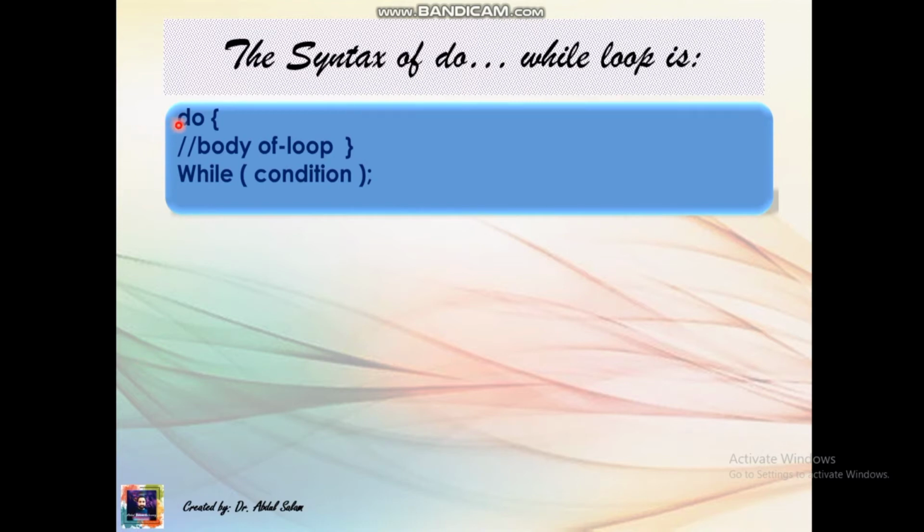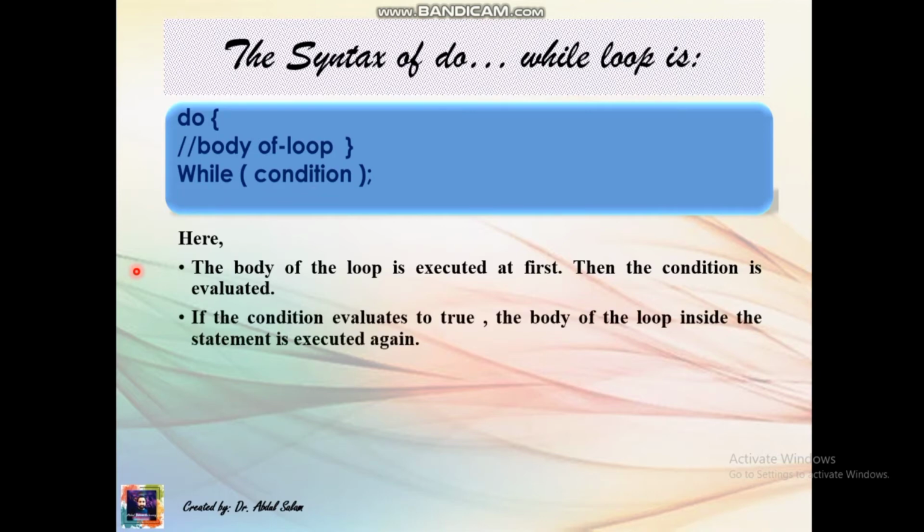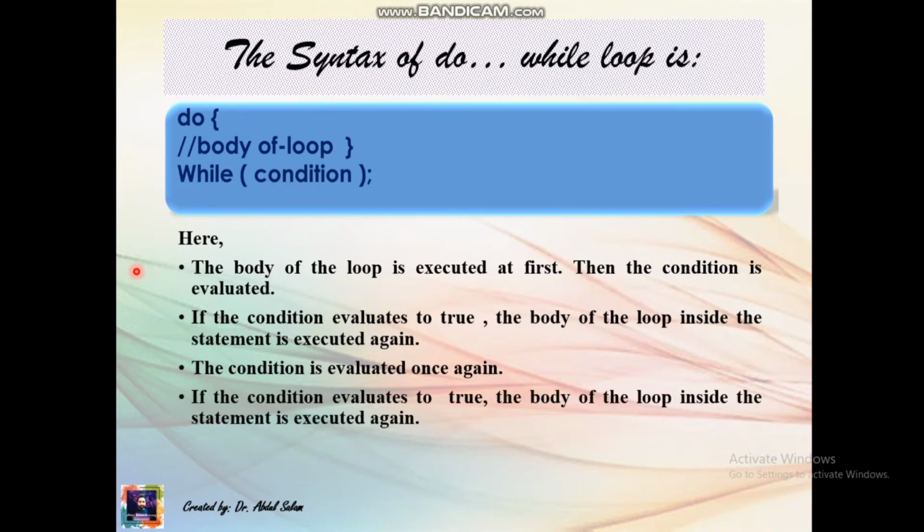For writing a do while loop, we write do, then the body of the loop, and at the last we write while and the condition. So here the body of the loop is executed first, and then the condition is evaluated. If the condition evaluates to true, the body of the loop inside the statement is executed again, and the condition is evaluated once again. If the condition inside the while evaluates to true, the body of the loop inside the statement is executed again.